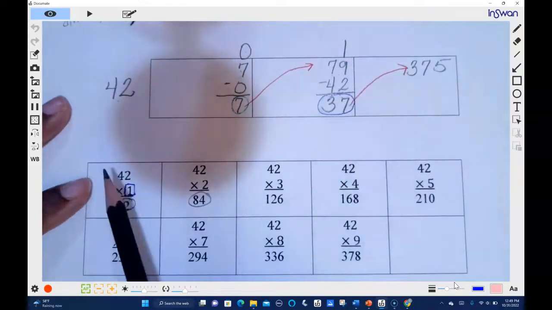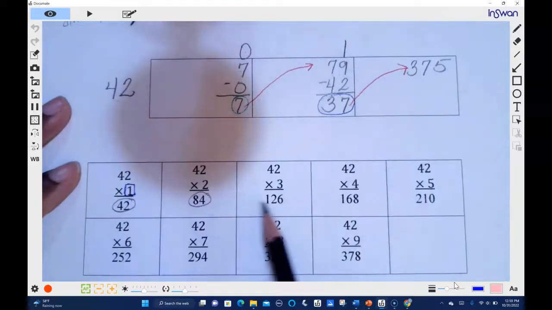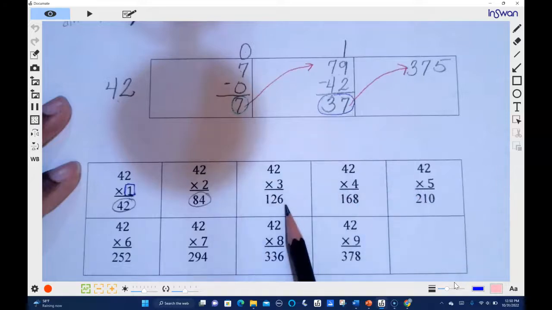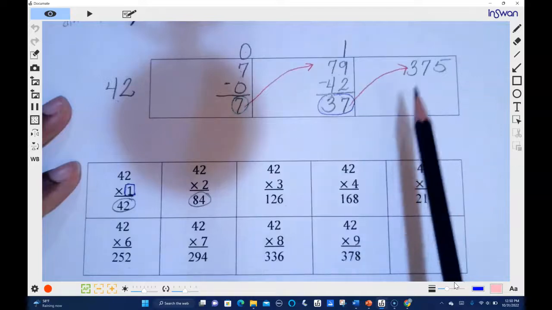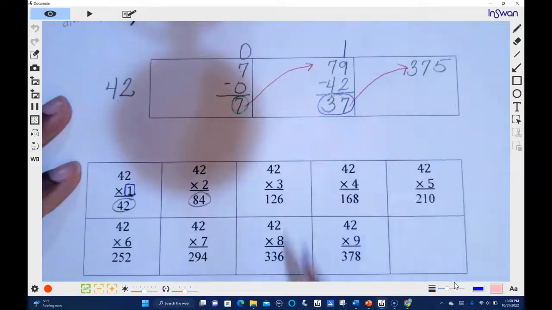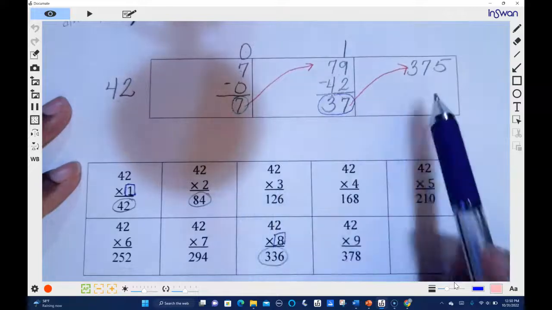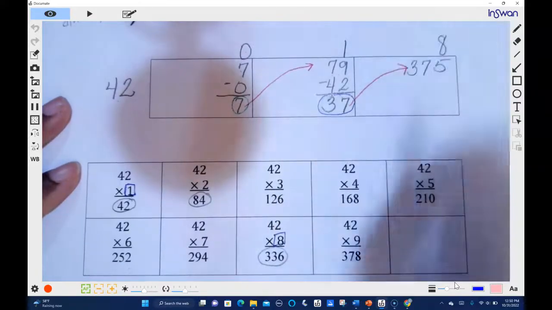Now I'm going to divide. I want to know how many times I can divide 42 into 375. Well, let's go down here and look. I want to get as close to 375 without going over. Okay, this is 126, 168, 210. I'm still good because I'm still going up. 252, 294. Okay, 336 and then 378. Well, 378 is bigger than 375, so I can't use that. I can use 336. Which means I can divide 42 into 375 8 times. So I'm going to put my 8 above this box.